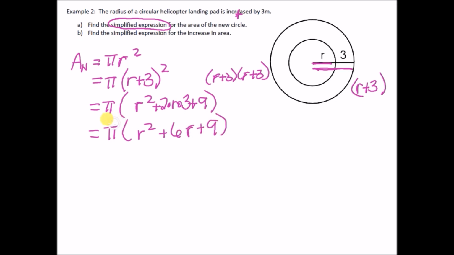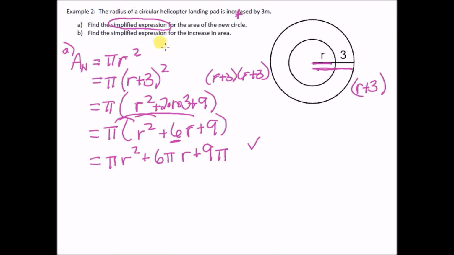And if we want to expand this, we distribute the pi into the bracket. Pi is just a number, like 3, so it acts as a coefficient. So it's going to be pi r squared, which is like 3r squared, plus, when we actually have a coefficient like 6, we put the pi in beside it. So 6 pi r plus 9 pi. Okay, and that's part A.